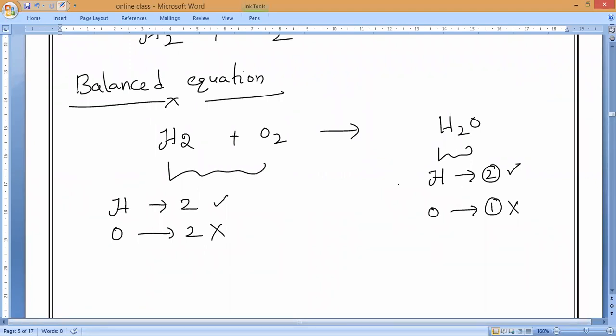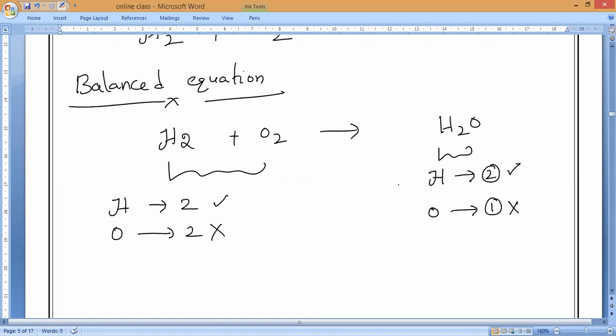Now, let us construct the tabular column. As we know, the law of conservation of mass says mass can neither be created nor be destroyed. It only changes its form, from one form to another. So now let us write it in the form of a balanced chemical equation.